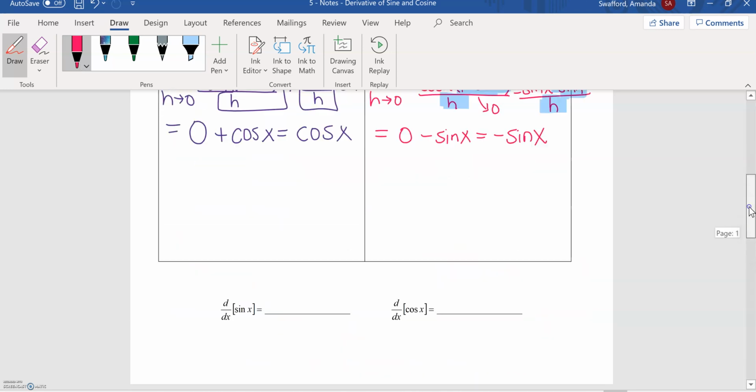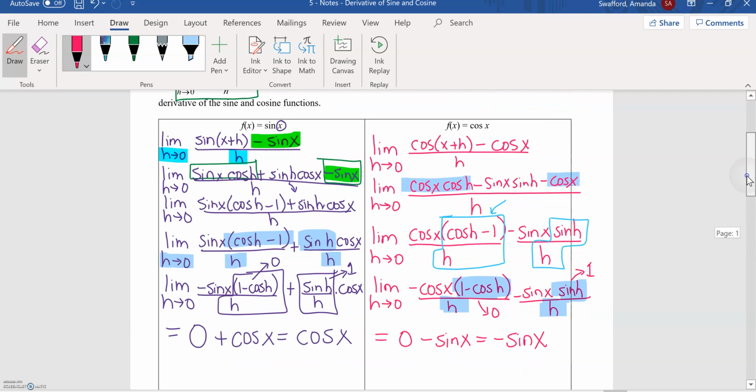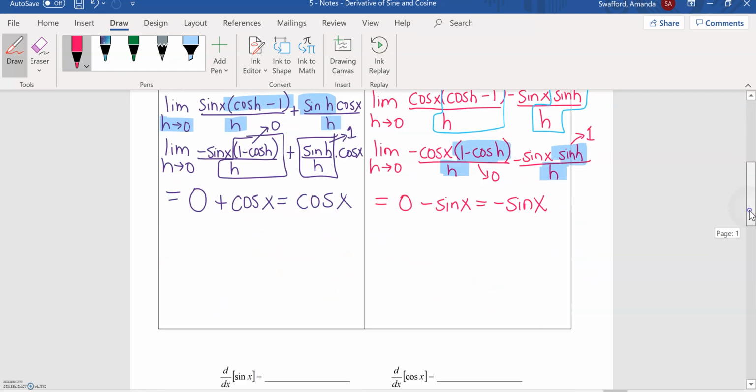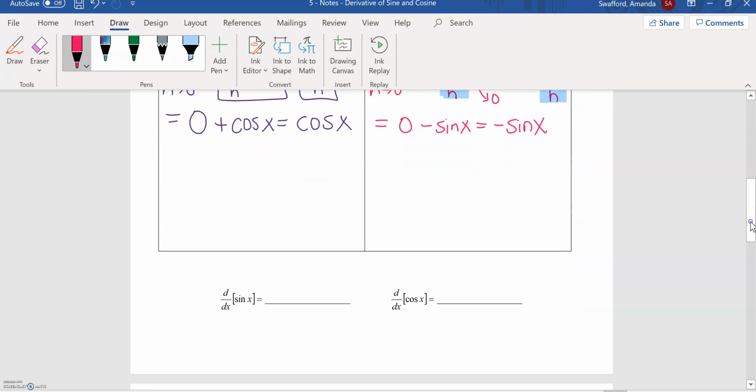Okay, so there's no need to go through this process again. We should just from now on commit this to our memory and know that the derivative of sine x is cosine x, and we're going to memorize that. And the derivative of cosine x is negative sine x.